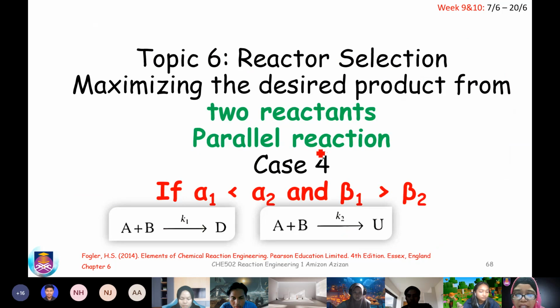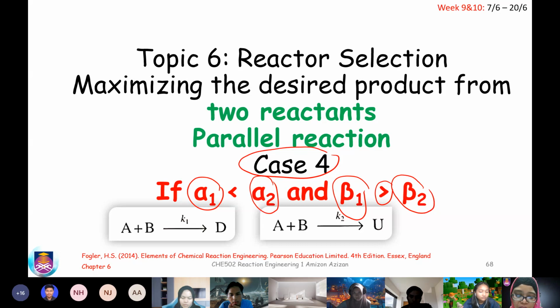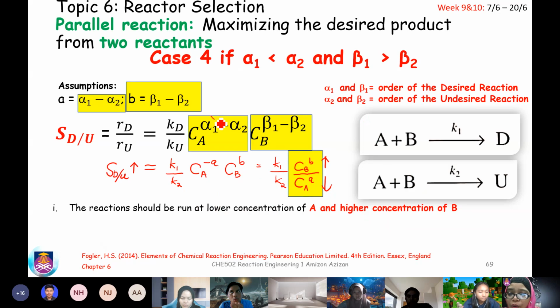Now, the next case would be case number 4, whereby alpha 1 is lesser than alpha 2, but beta 1 is greater than beta 2. So we have this equation, alpha 1 is lesser than alpha 2. Now it becomes C_A to the power of minus a. Since beta 1 is greater, the B stays at the numerator. So, in order to have high selectivity, the concentration of B needs to be set as high, and the concentration of A is to be set as low. So high B, low A.